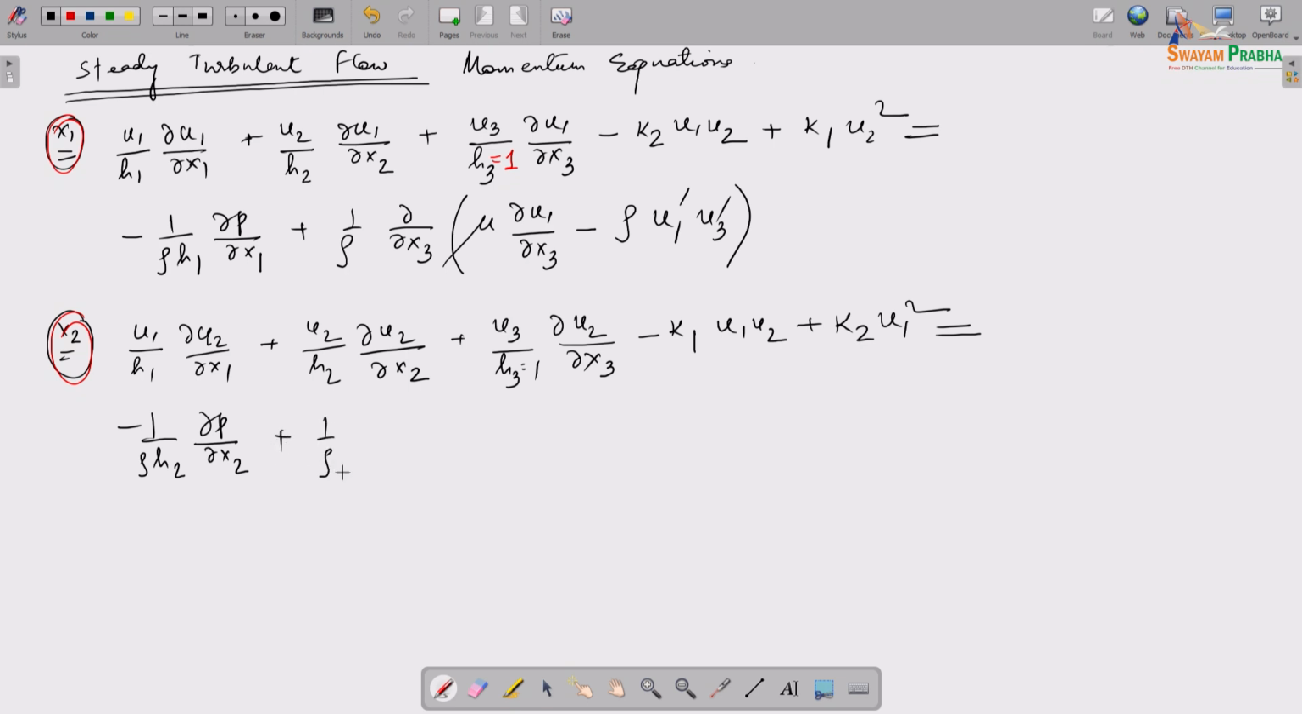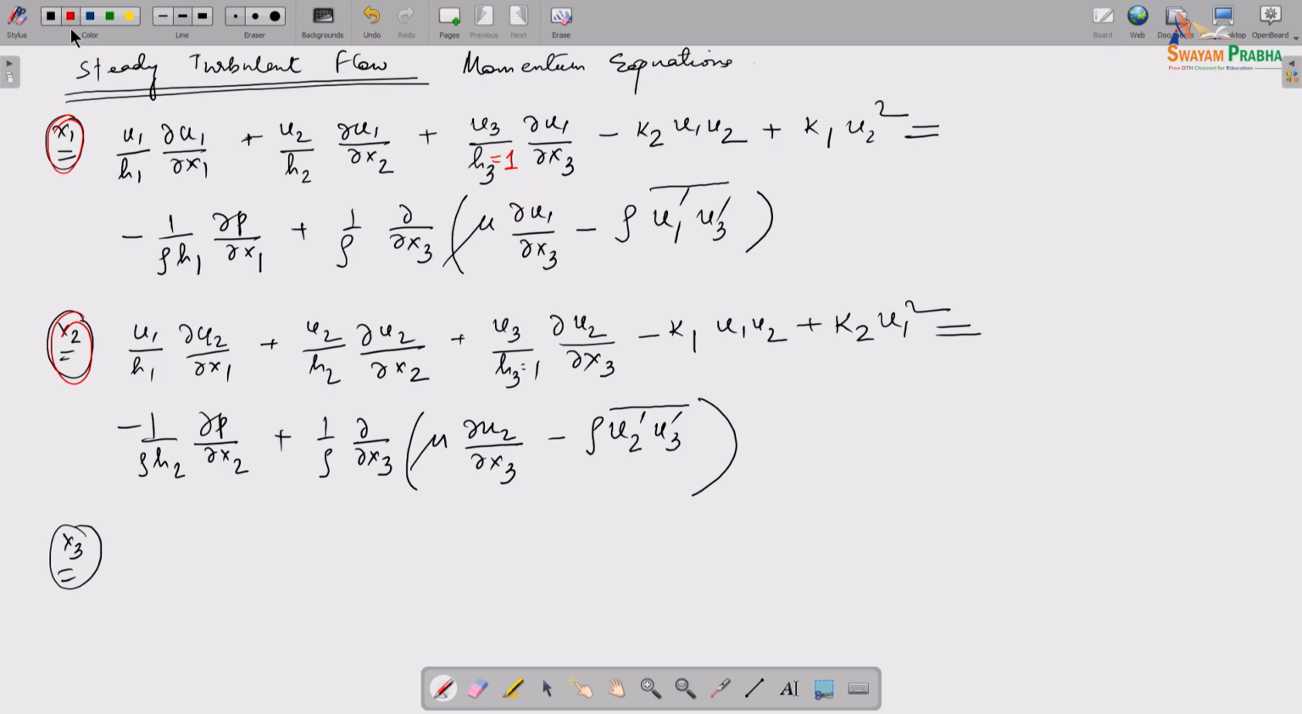Plus 1 by rho del by del x3 of nu del u2 by del x3 minus rho. Oh, I forgot to do that. So essentially, when we do that in the x3 direction, what do we get? Well, we get the quintessential pressure equation.